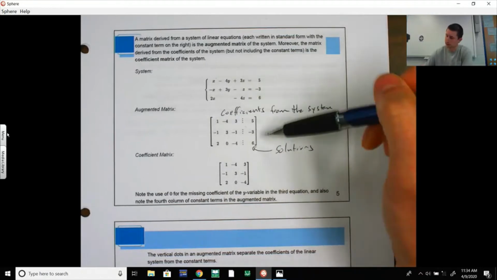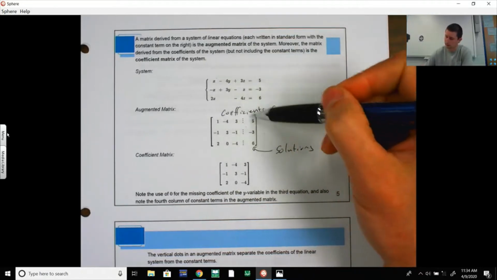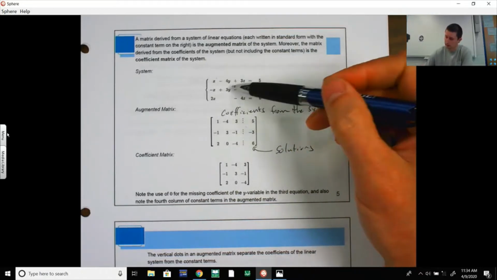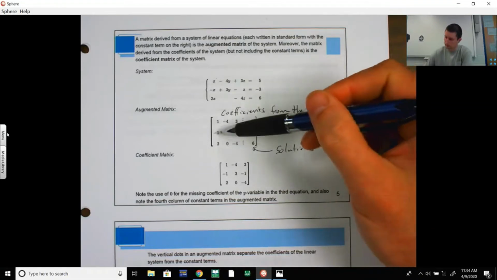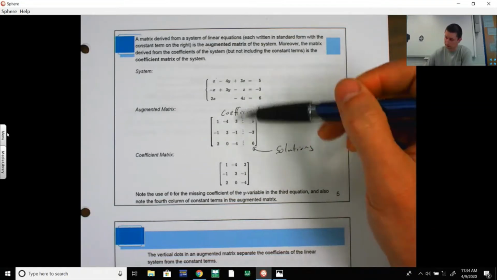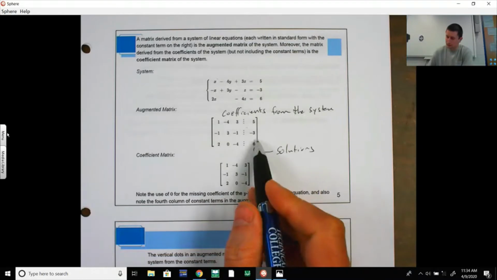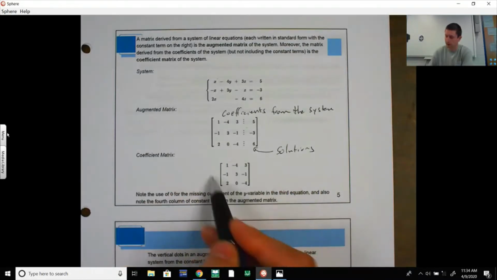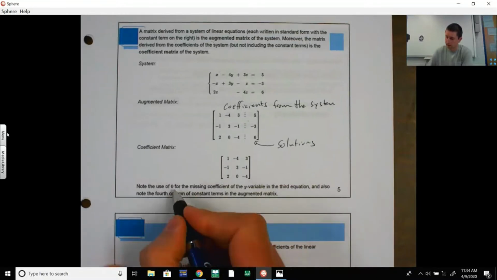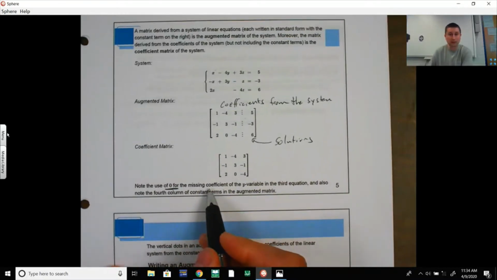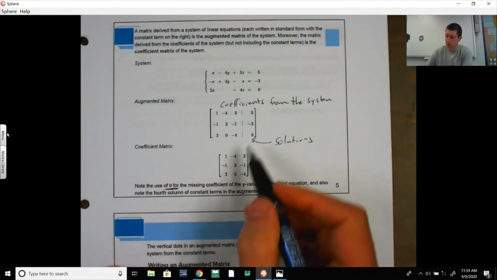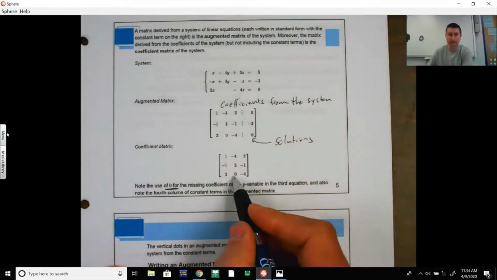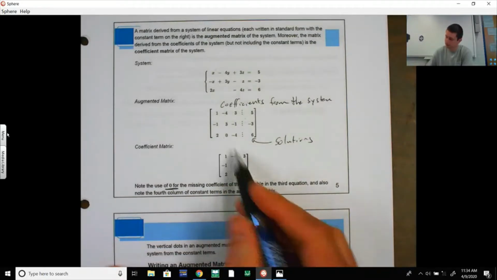We're not even going to use those in our calculator. We're just going to make the whole matrix like this. 1, negative 4, 3, and then 5. Negative 1, 3, negative 1, negative 3. So you recognize it like that. If you drop the bottom part off, they call it just a coefficient matrix. These are the coefficients. Okay? Note the use of a 0 for missing coefficients. There was not a y in this one, so you put a 0 in that place in both of those.